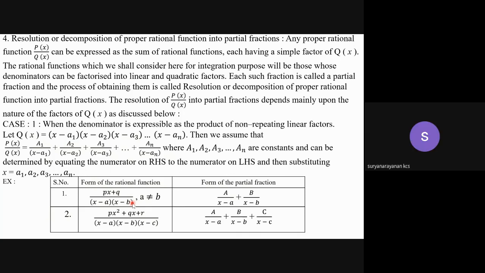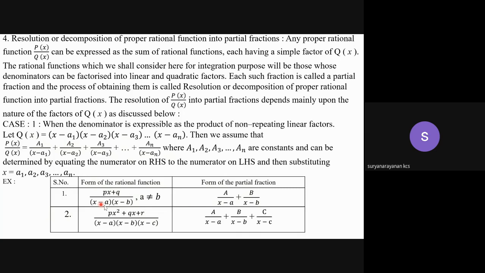Here the degree of the numerator is 1 and the degree of the denominator is 2. So the degree of the numerator is less than the degree of the denominator. Therefore, we confirm that this rational function is a proper rational function. Only for proper rational functions can we write partial fractions. So for this proper rational function, we write these partial fractions.